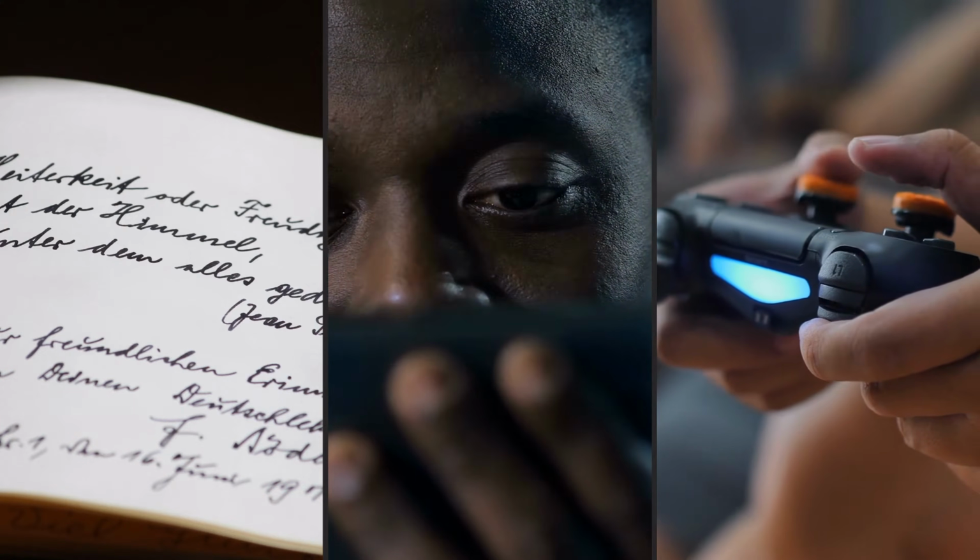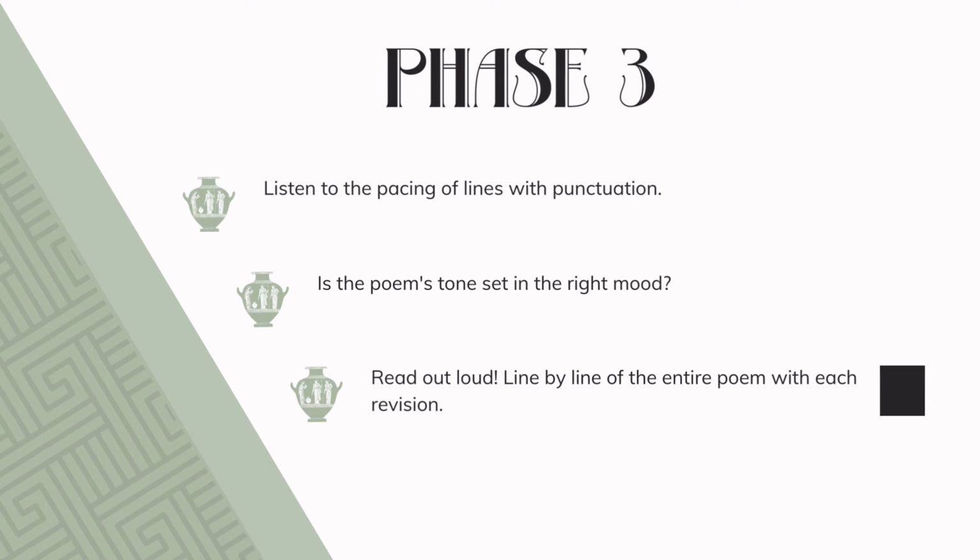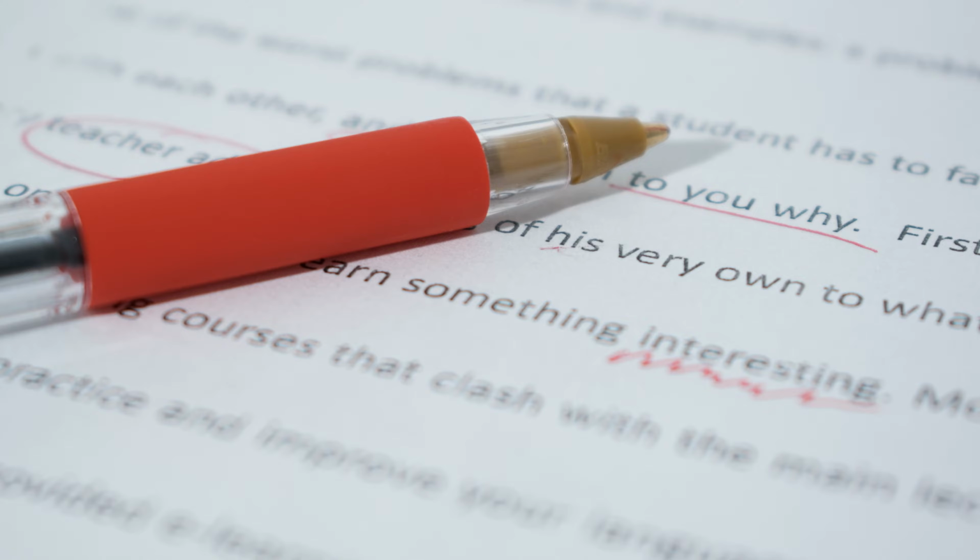So when you return, keep finding the best words, refine imagery, get intimate with figurative language, literary devices, and poetic elements. Listen to the pacing of lines with punctuation. Is the poem's tone set in the right mood? And read out loud, line by line, and the entire poem with each revision. The difficulty in the revision phase is knowing when a poem is done. Right up to the few weeks before my book launch, I still made changes.